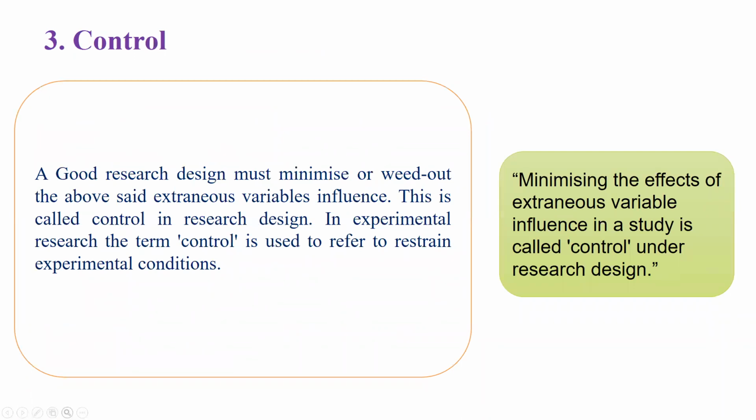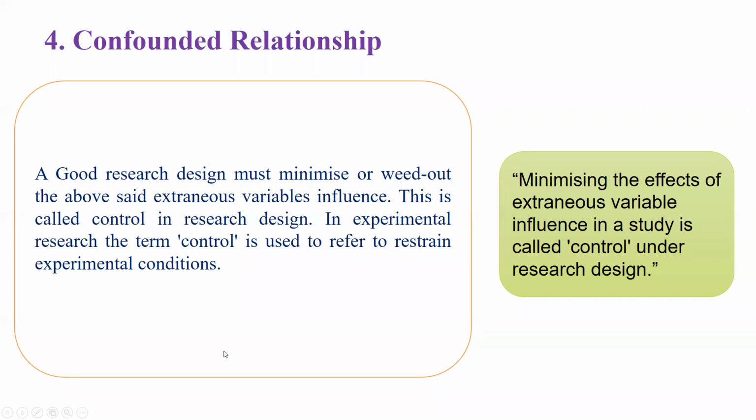Third one, control. A good research design must minimize or weed out the above said extraneous variable influence. This is called control in research design. In experimental research, the term control is used to refer to restraining the experimental conditions. That is, minimizing the effects of extraneous variable influence in a study is called control under research design. So if you reduce the effects of extraneous variable influence in your research study, it is called control under your research design.